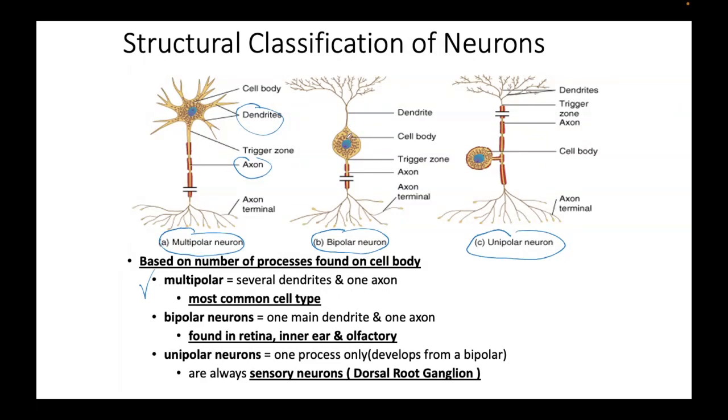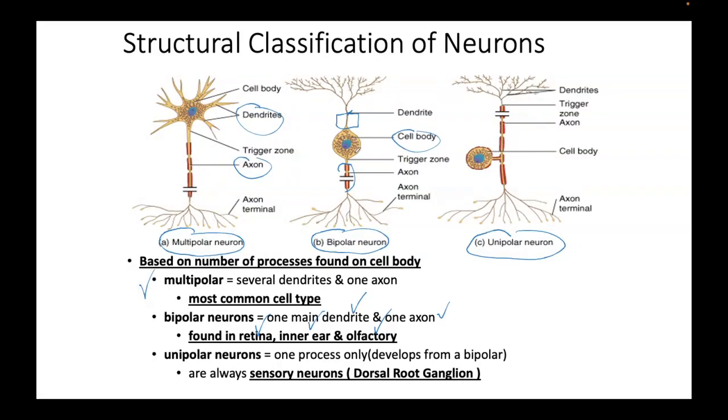Bipolar, which is here, this is where we have one main dendrite. So here's the cell body. We see we have one main dendrite coming off the cell body and one main axon. So that's called bipolar. These are found with your special senses, like it's found in the eye, it's found in the ear, your sense of smell, right? The olfactory sense.